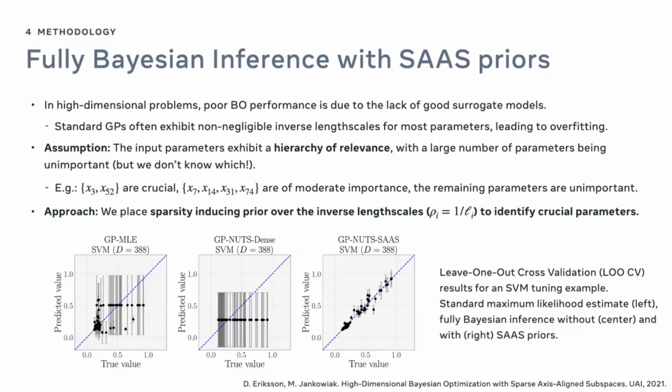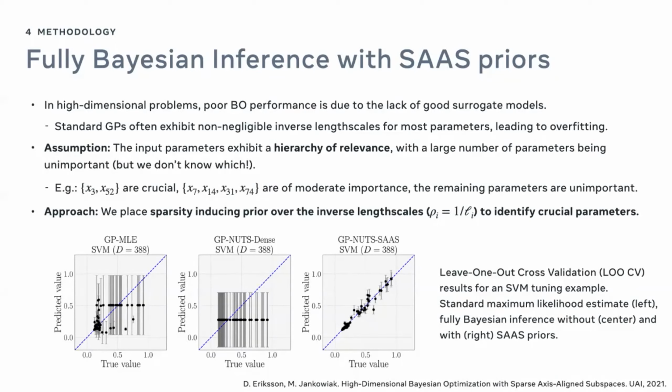So one aspect here is the modeling. GPs have trouble in high dimensions, typically because distances are very large. These are distance-based kernel functions typically, and because of the curse of dimensionality, you essentially end up with models that end up predicting the mean. So the assumption that we're making here is that the input parameters exhibit a hierarchy of relevance. So you have some parameters that are really important, some parameters that are of minor importance, and some that are just not important.